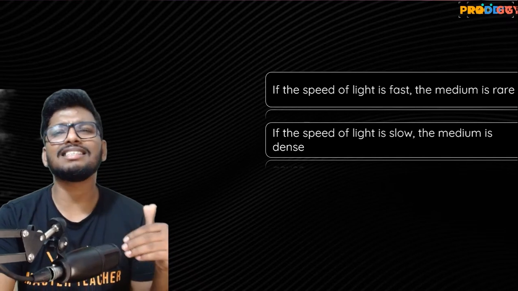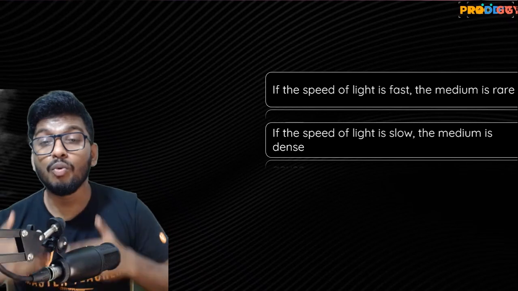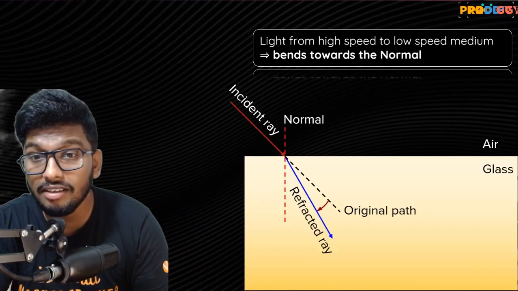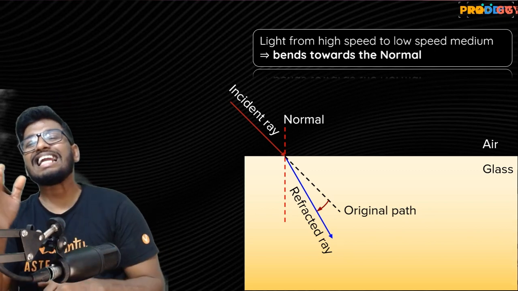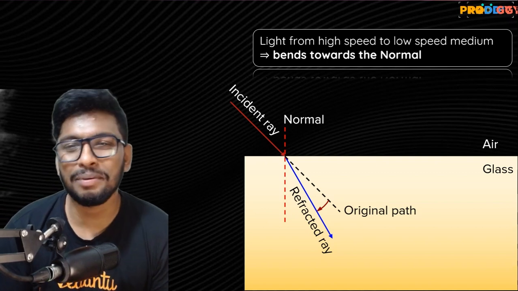So what happens is that light, because it is traveling from air to glass, and the speed of light in glass is much lesser, the light ray would slightly bend. And how does it bend? That is where it gets a little bit more interesting.